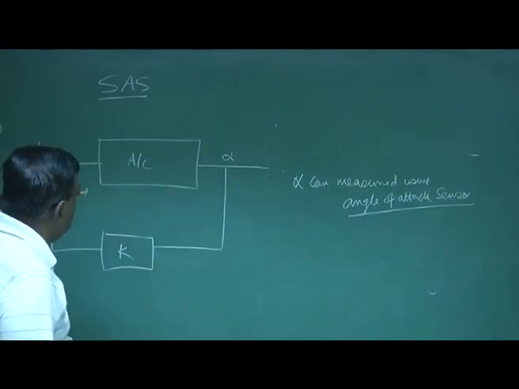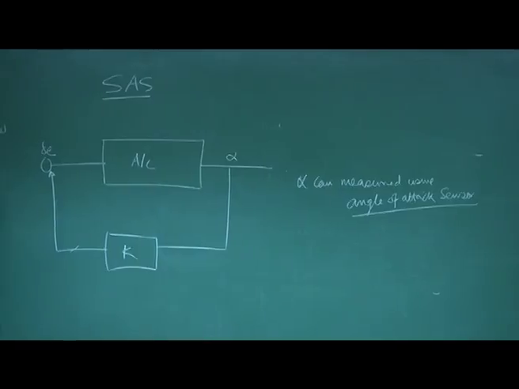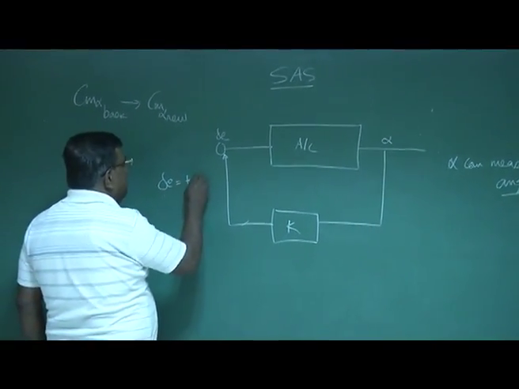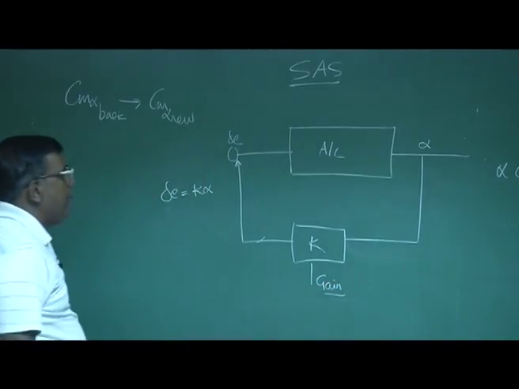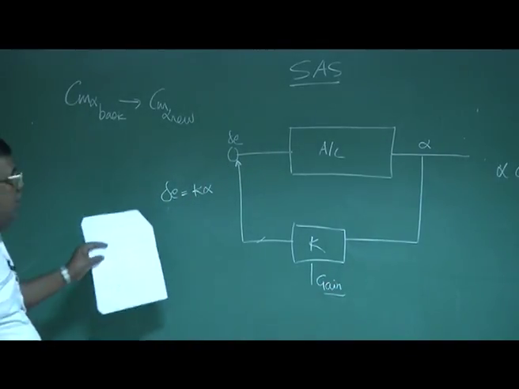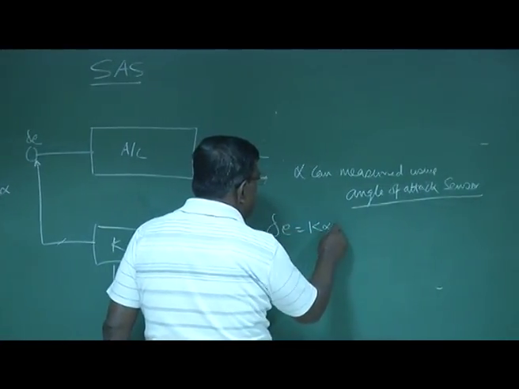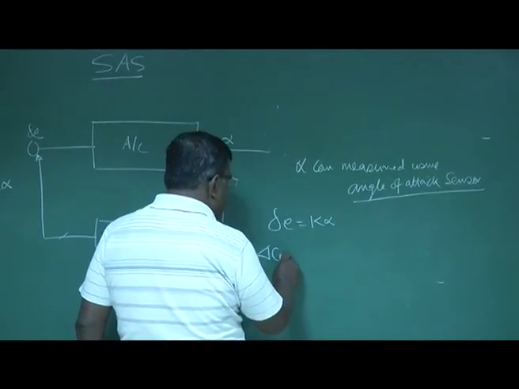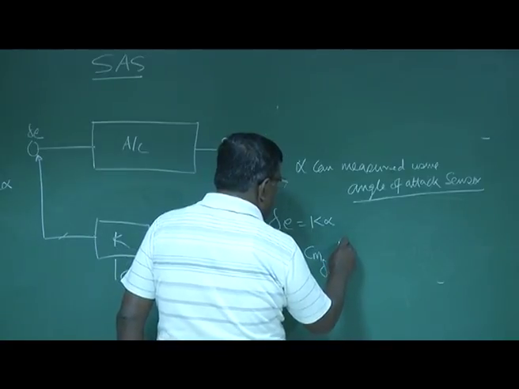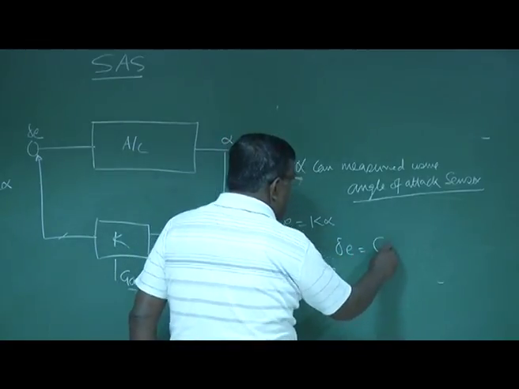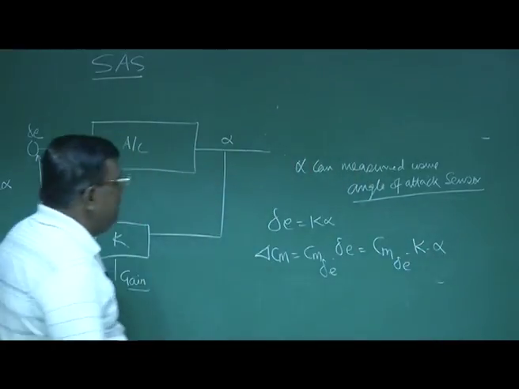So I tap alpha and then I deflect this elevator delta E proportional to alpha, that is K alpha. K is the gain. Now by giving delta E equal to K alpha, I have delta Cm equal to Cm delta E into delta E, that is Cm delta E into K into alpha. That is delta Cm.